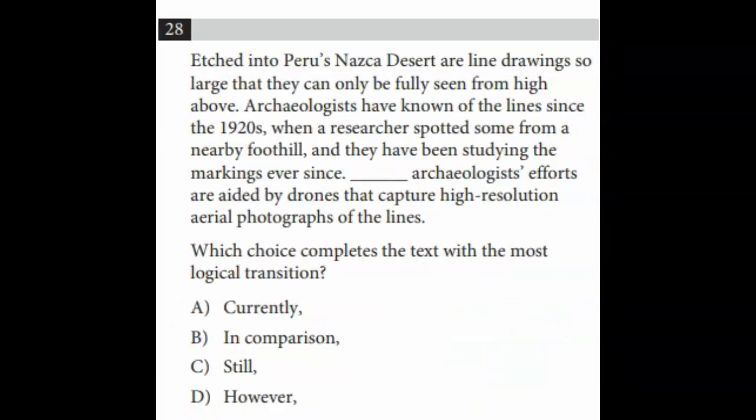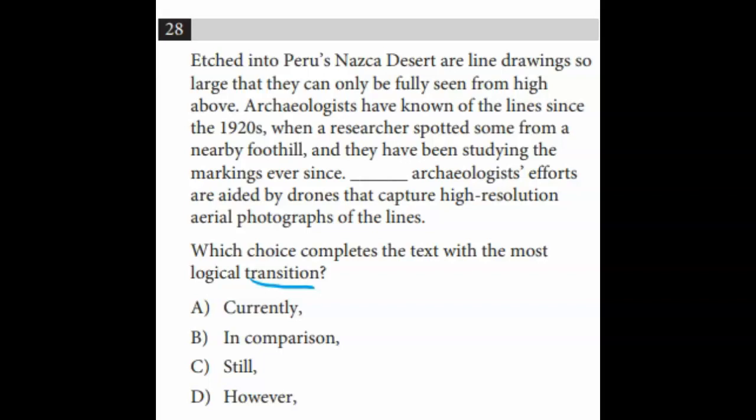All right, number 28. Which choice completes the text with the most logical transition? Okay, we're working on the transitions. So let's read the text. "Etched into Peru's Nazca Desert are line drawings so large that they can only be fully seen from high above. Archaeologists have known of these lines since the 1920s, when a researcher spotted some from a nearby foothill, and they have been studying the markings ever since. Blank archaeologists' efforts are aided by drones that capture high resolution aerial photographs of the lines."